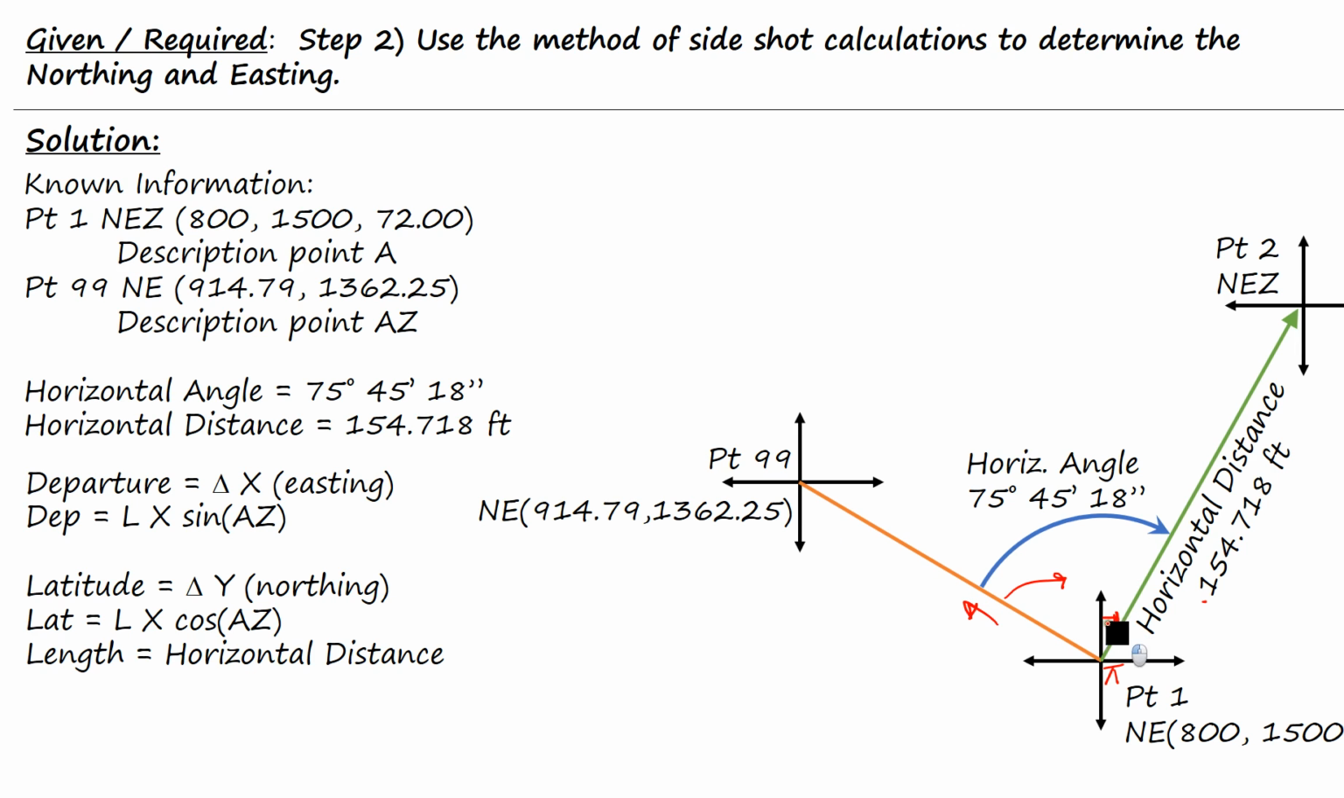So we need to solve for this azimuth angle right here, okay? And the latitude is equal to the horizontal distance of 154.71 times the cosine of the azimuth from point 1 to point 2. So again, this is our azimuth that we'll have to solve for. The last equation that we'll need is to determine what the bearing is. We're going to take the inverse tangent of departure over latitude.